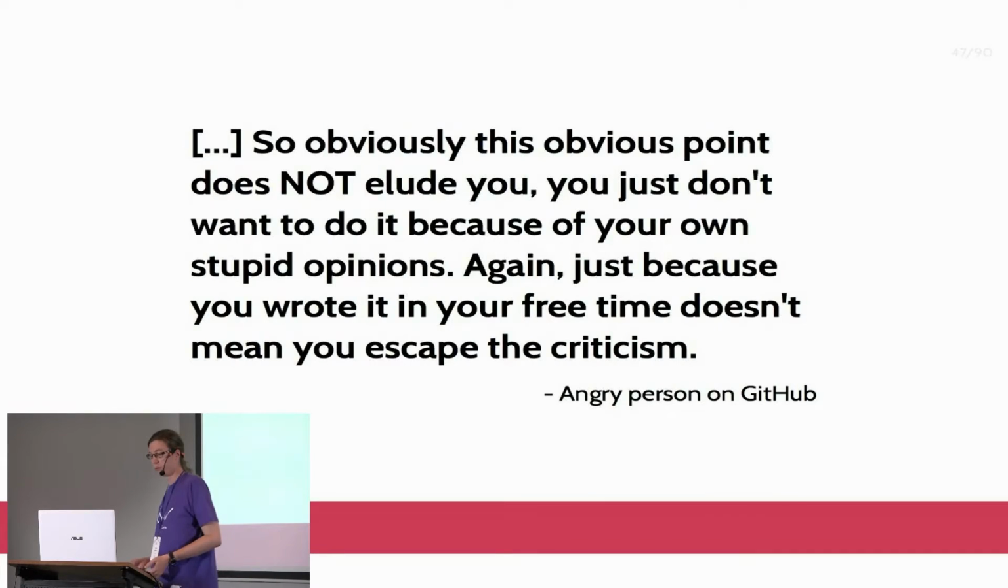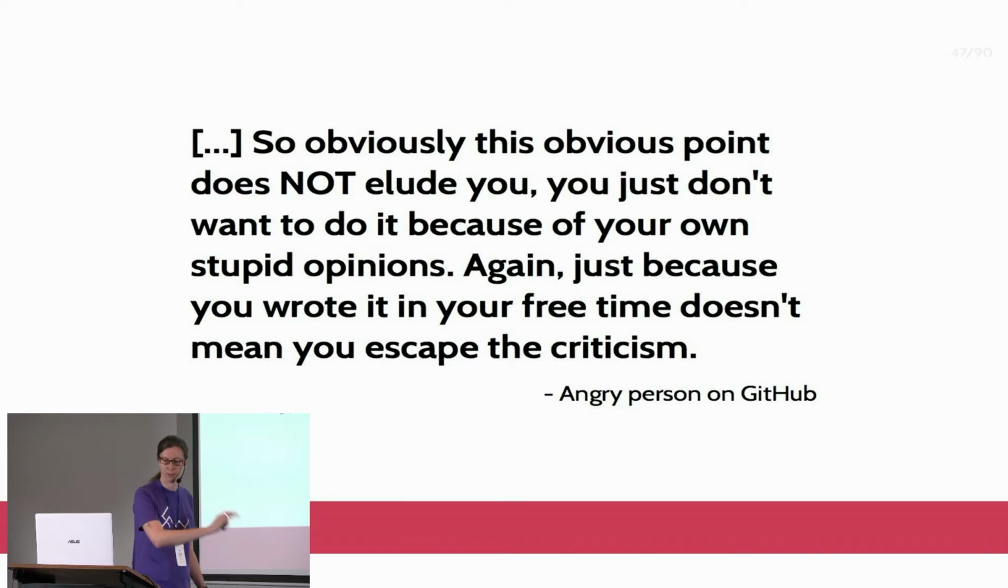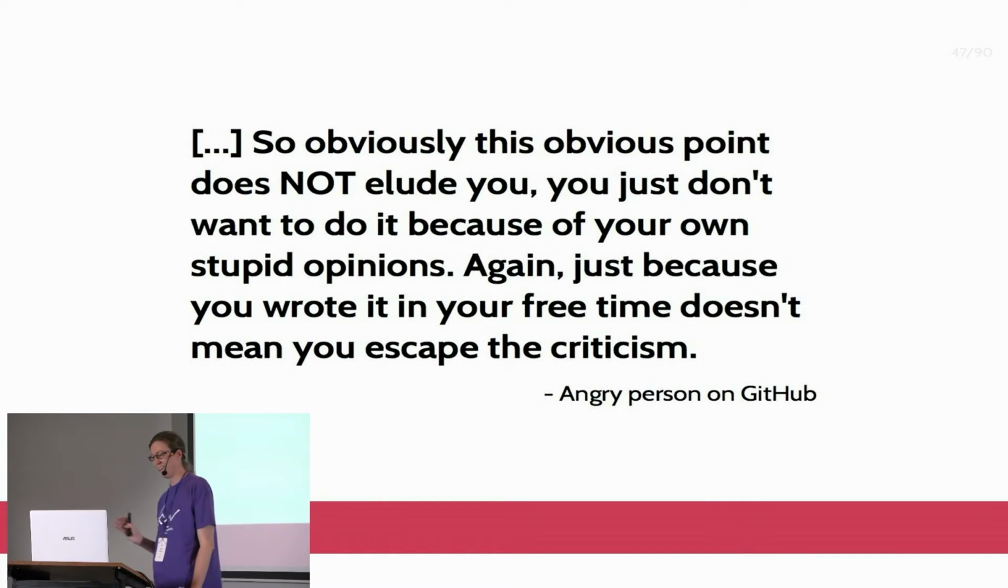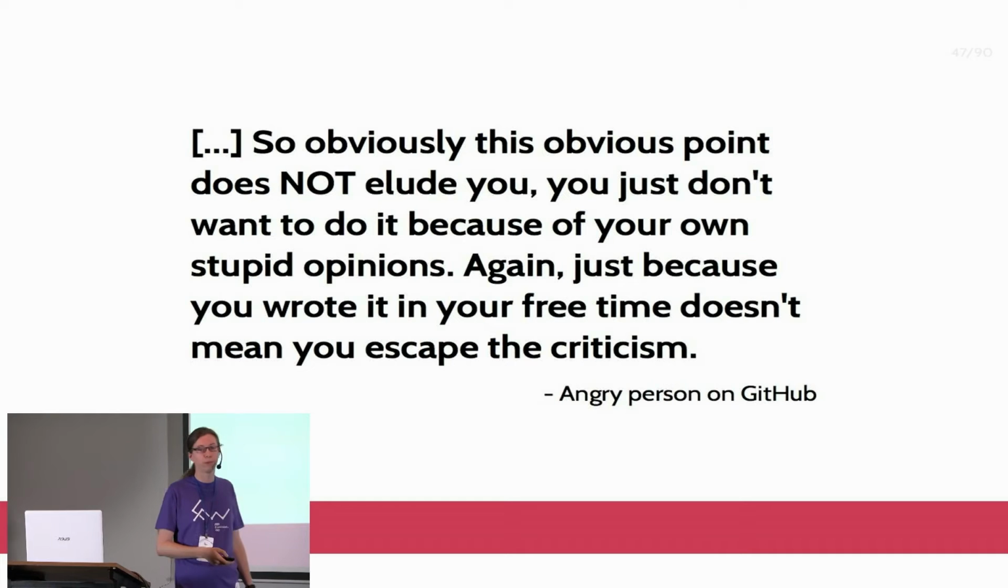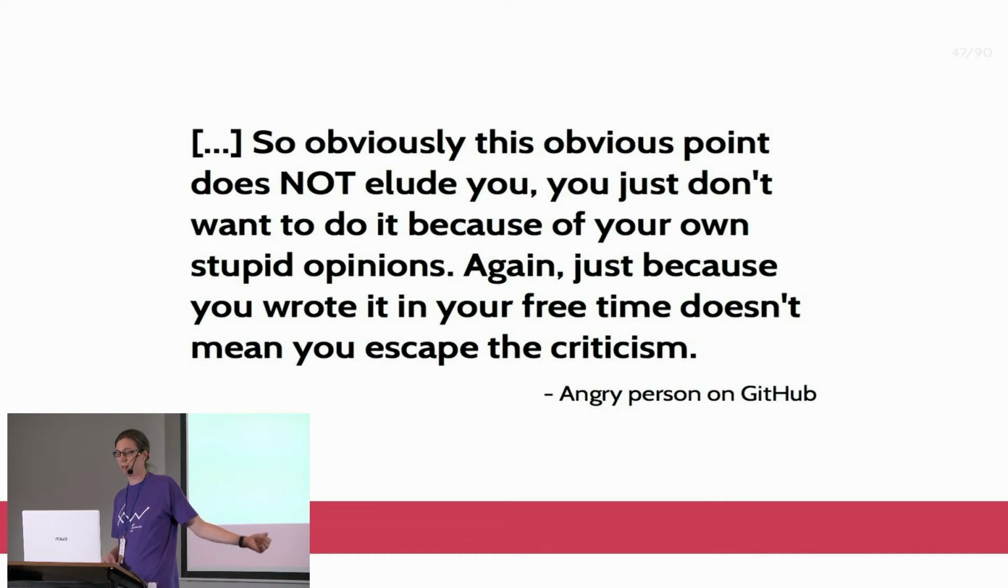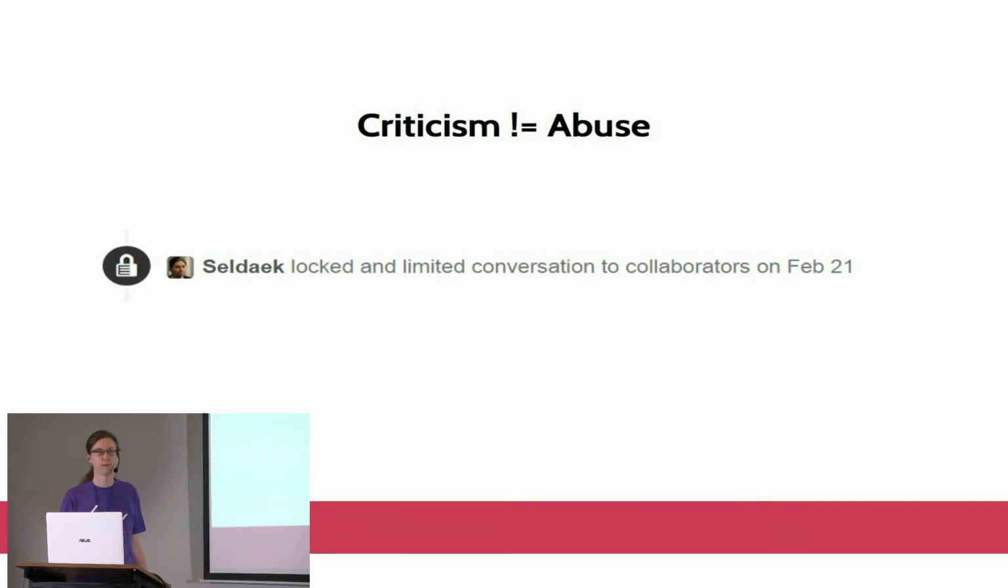On the other hand, sometimes it goes too far, like this guy going, yeah, blah blah blah, you don't want to do it my way, so you're just stupid, and because you wrote it in your free time doesn't mean you escape the criticism. I'm like, okay, so you call me an idiot, cool, that's a good start to the discussion. This last point I find interesting, because saying that I don't escape the criticism, I fully agree with, but to me, this is abuse and it's not criticism. Calling me an idiot is not criticizing the code, right? There's a distinction there to be made.